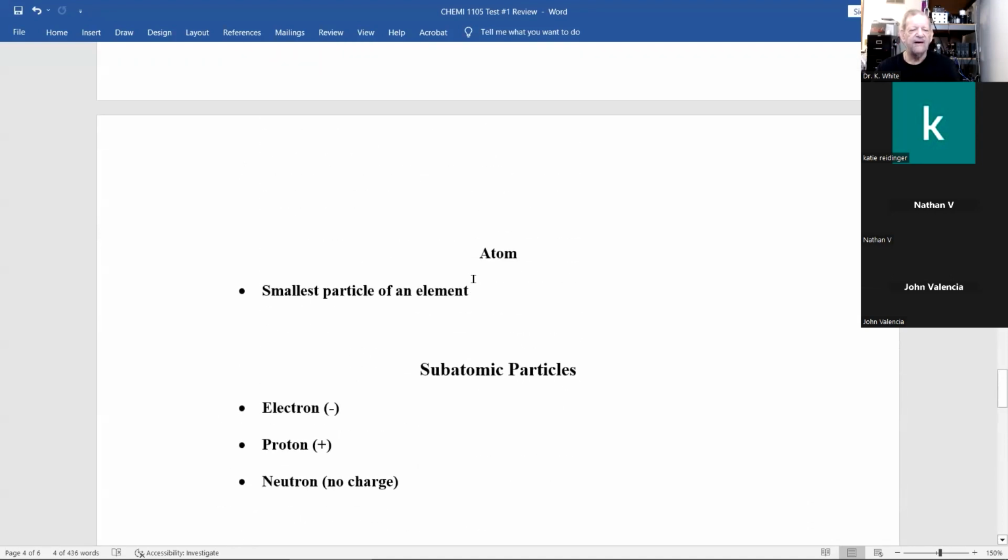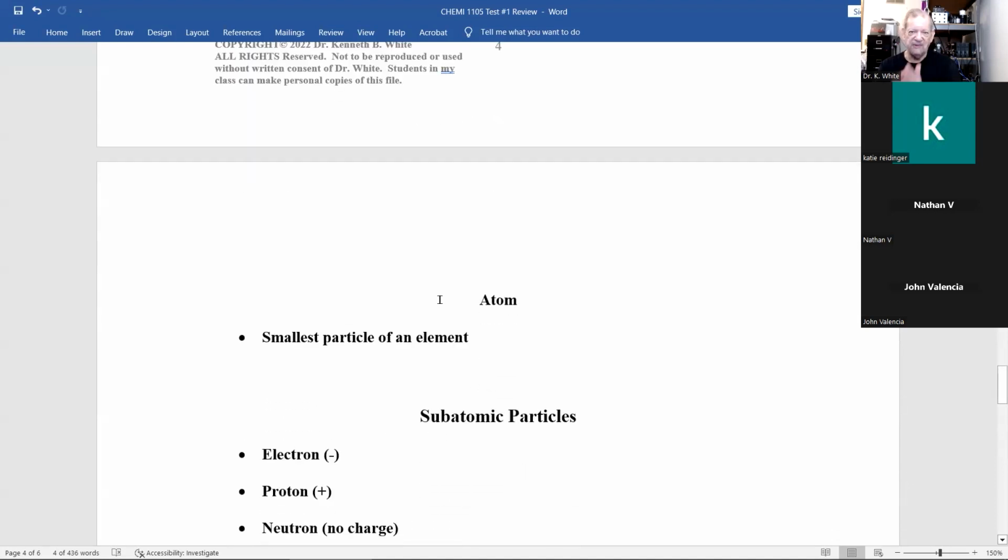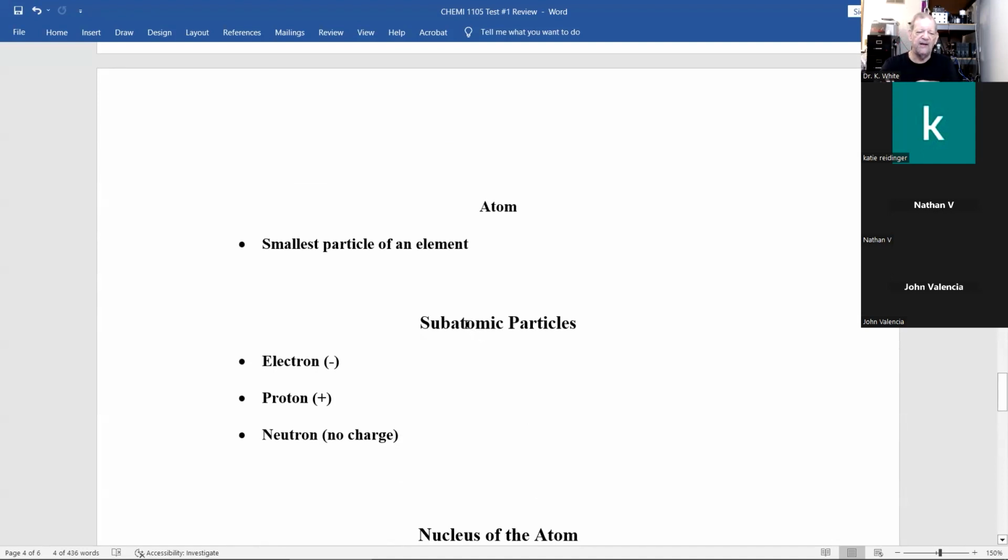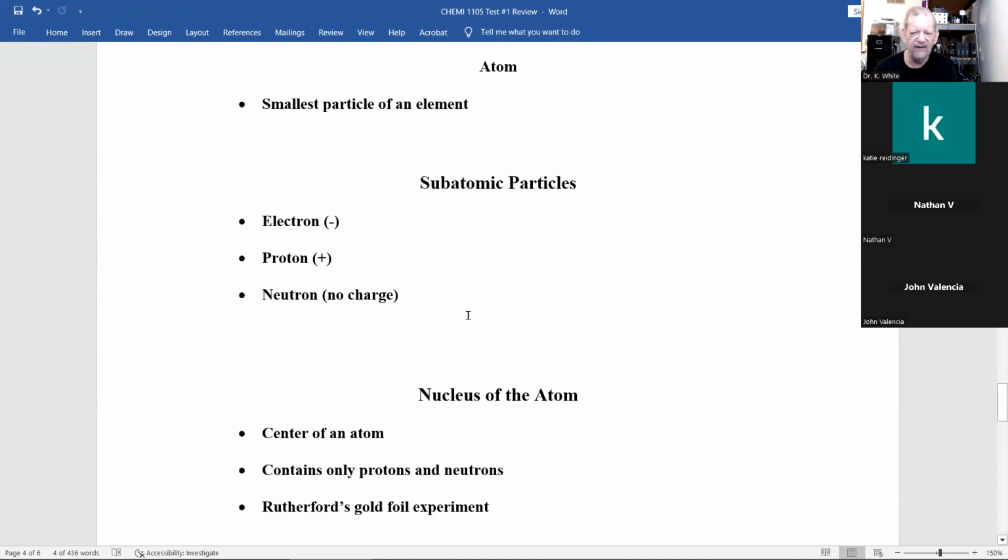All right. Now, next, we got some chemistry. I talked about the atom. That's the smallest particle of an element. And the atom is made up of 3 subatomic particles that you should know. An electron, which has a negative charge, a proton, positive charge, neutron, no charge. You should know an electron has a negative charge, a proton, positive charge, neutron, no charge.